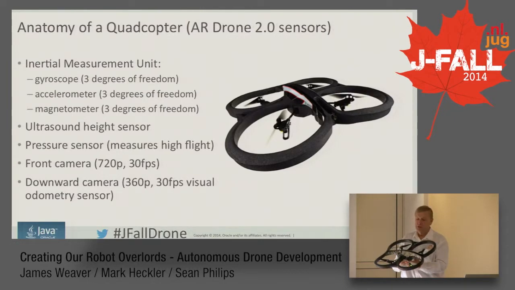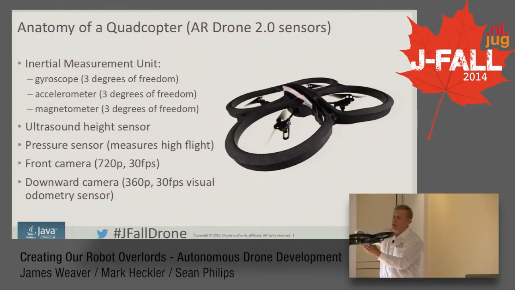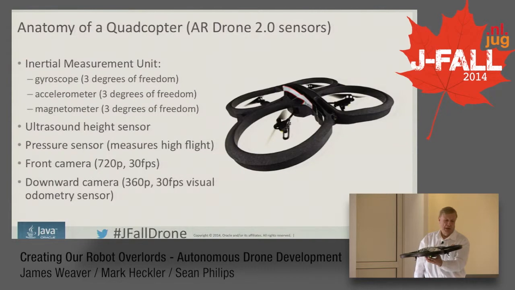There's also an ultrasound height sensor on the bottom, and so it's good for, I forget, maybe a couple meters, I think. It's ultrasound, so it can sense its height up to a couple of meters. Above that, then it uses a pressure sensor, and so the pressure sensor then tells how high it is.